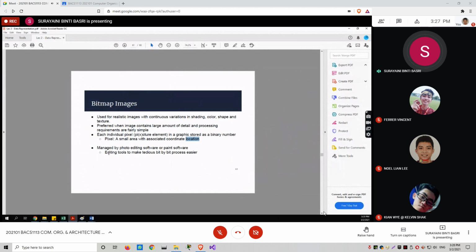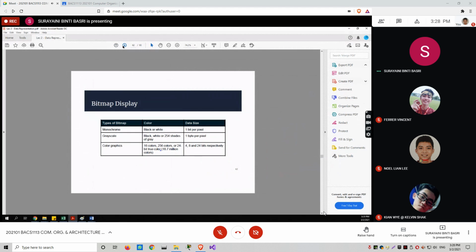The editing tools make the tedious bit by bit process easier. So these editing tools will make the process of editing that image easier.